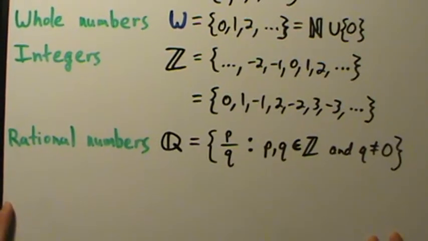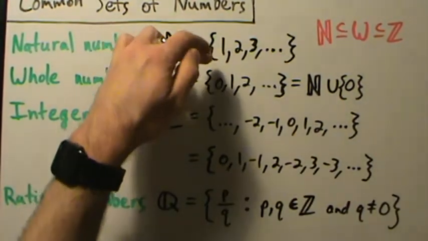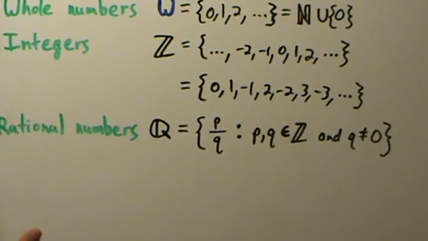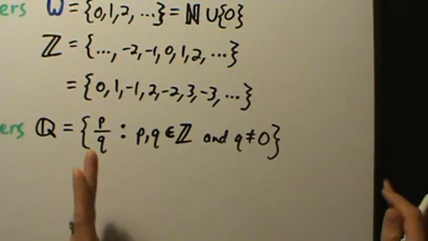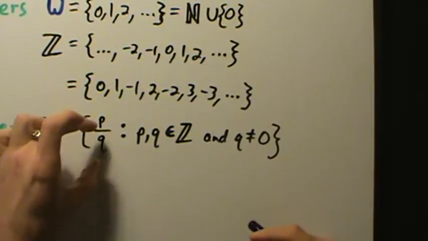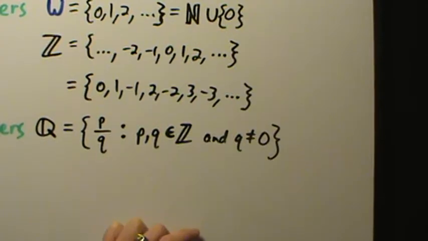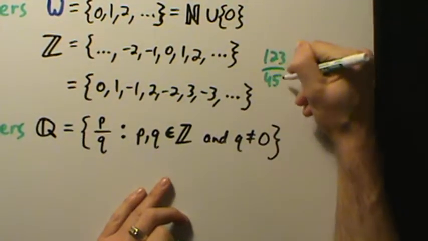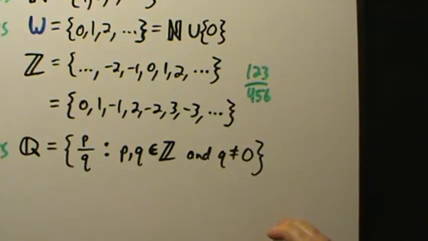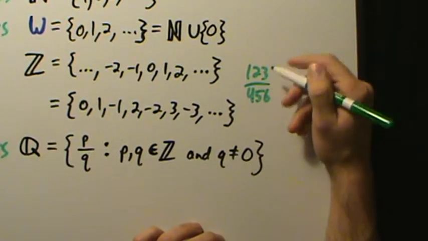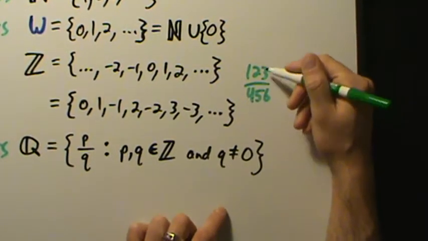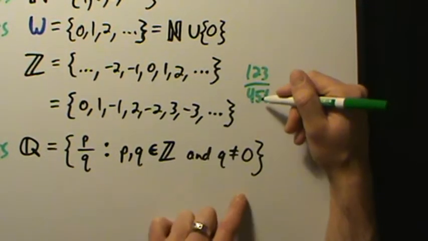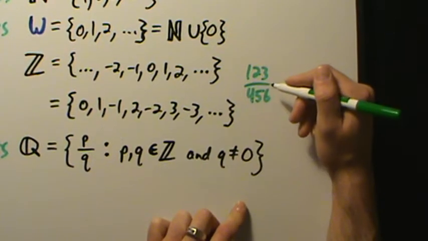When we listed all these out, it's easy to see what's a natural number, what's a whole number, what's an integer. Well, what's a rational number? Let's see some examples. Basically any fraction you can write down where the top and the bottom are both integers and the bottom's not 0, that's a rational number. So 123 over 456. These aren't guaranteed to be in lowest form, but anyway, that's a rational number. This is our p over q. They're both integers, and 456 is not 0. So that's an example of a rational number.